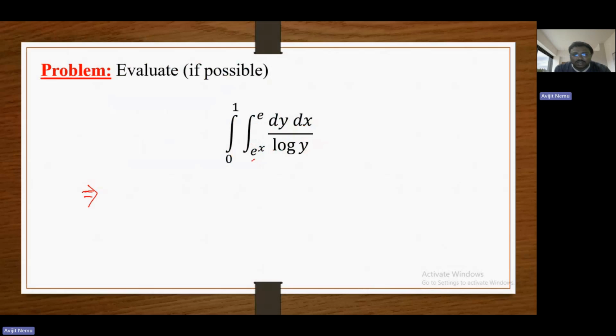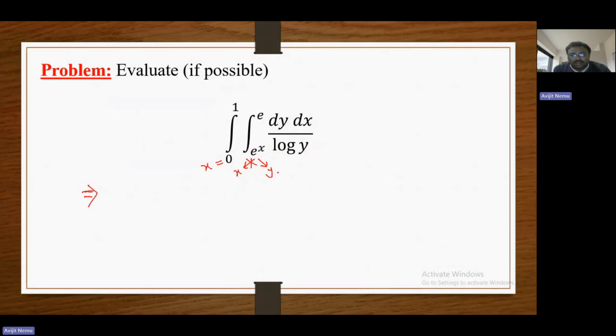One thing is clear: if I consider x ranging from e to the power x, this is absurd. So we can't consider x equal to e to the power x. Surely we have to consider y from e to the power x to e. And for that, the other integration will be for x ranging from 0 to 1. So this is basically the conventional, or straightforward, technique. After considering this, we have to find the value.